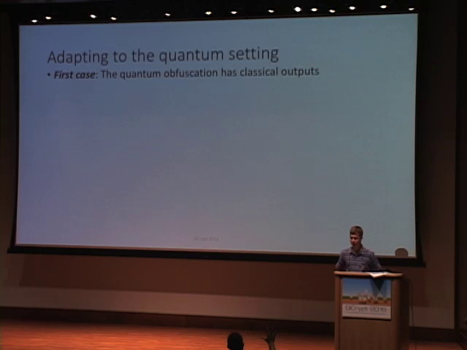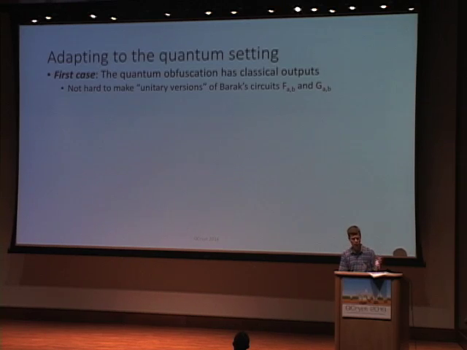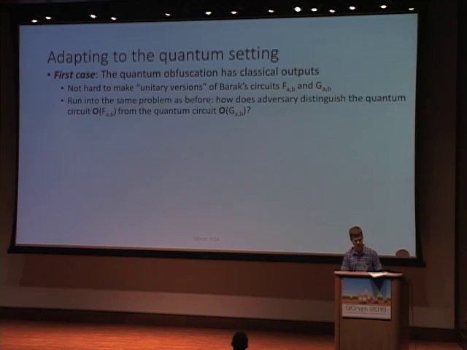Okay, so how do we adapt this to the quantum case? All right, so there's kind of two cases that I want to think about. In the first case, the obfuscation has classical outputs. In other words, the obfuscation will be by itself the classical description of a quantum circuit. It's not hard to make unitary versions of the Baroque circuits, F and G. That's not the hard part.